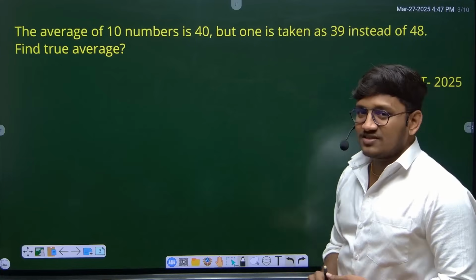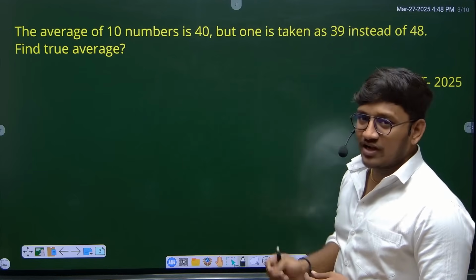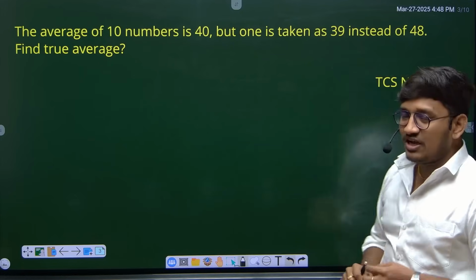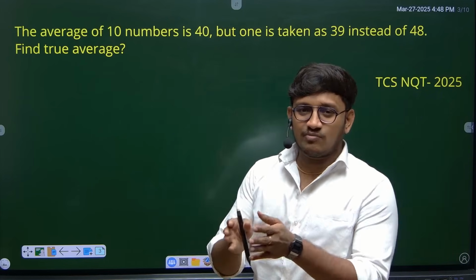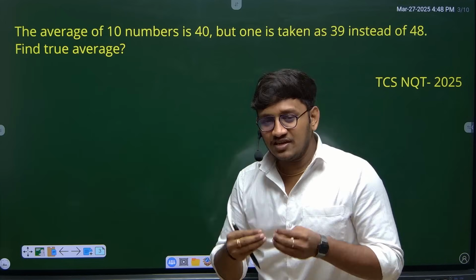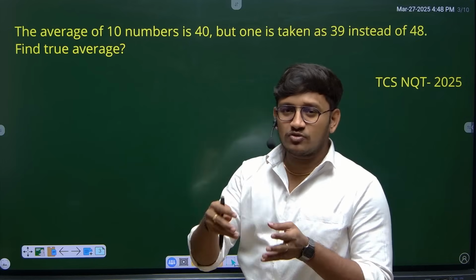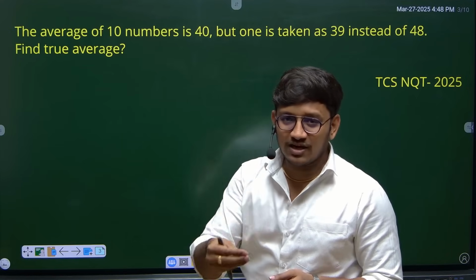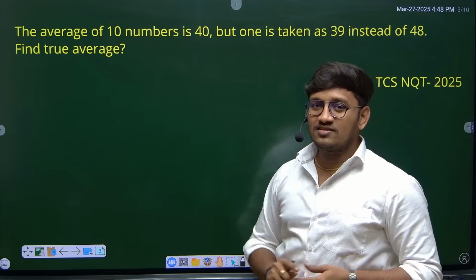Now the next question is from the concept of averages. The average of 10 numbers is 40, but one number is taken as 39 instead of 48. Find the true average. This is the exact question given in the 26th March slot. How do we solve this type of question? My suggestion is, before solving this, watch the small concept of average video we made in the TCS series, and then come to this video so it will be easy to understand the logic.